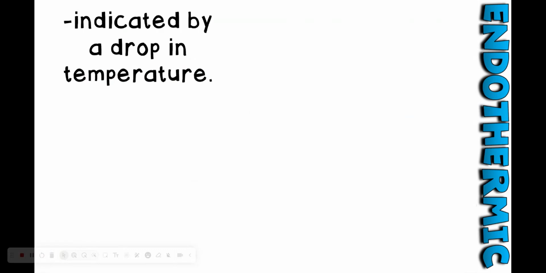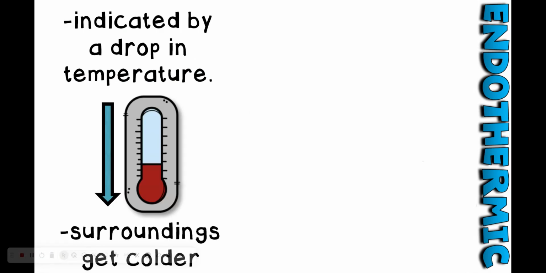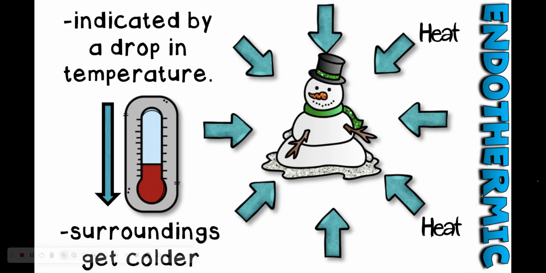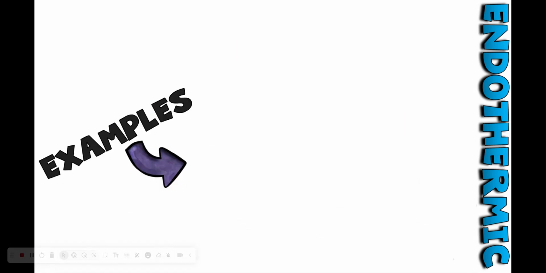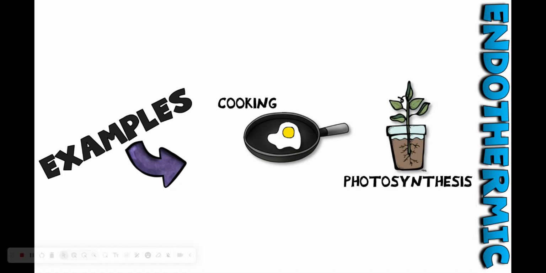So if you think of an ice cube melting, the water gets colder. That is an endothermic reaction because the ice cube is absorbing the heat. Temperature goes down, surrounding areas get colder. Here's our snowman. When the snowman is melting, it is absorbing the heat and the surrounding area gets colder. Some other examples: cooking. Cooking absorbs the heat. Photosynthesis absorbs the heat.